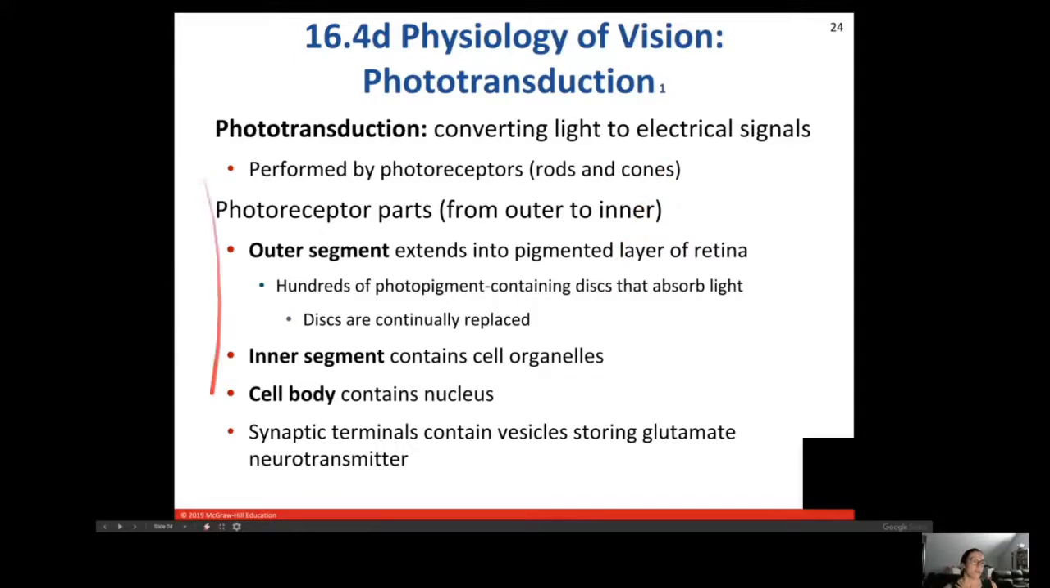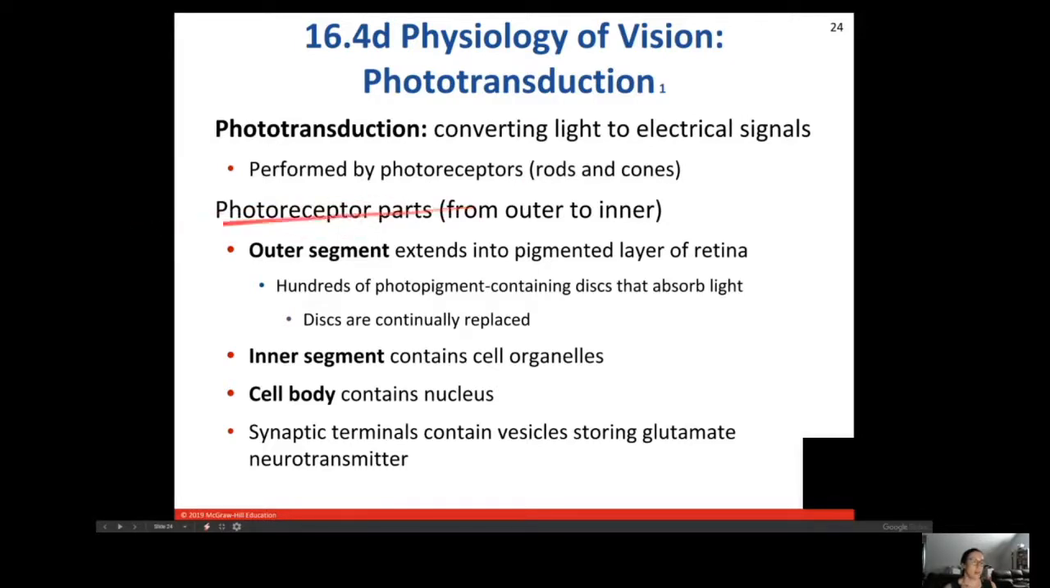All right, now we're going to move to phototransduction. This is the important part where we're saying, okay, now the light has gotten in the eye and we focused it on the back of the retina and we talked about all those structures. How exactly do we turn this light into an electrical signal? That is going to be performed by those photoreceptors, the rods and cones. So that's the innermost layer of that neural retina.